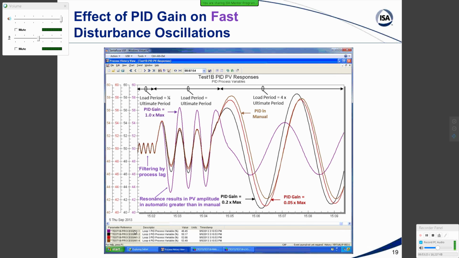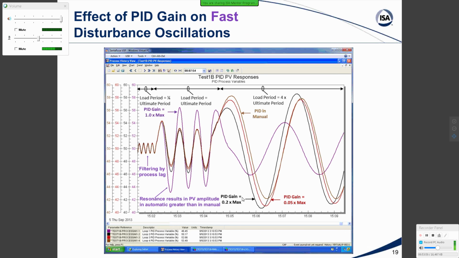Well, it gets a little tricky, and the reason I like to show it in manual is that if we get down to an oscillation that's very fast, it gets filtered by the process time constant. But if we get in the range where we get into resonance, notice how, particularly for the PID gain being 1 times its maximum value, we get a lot of amplification. And we can reduce that amplification by decreasing the PID gain.